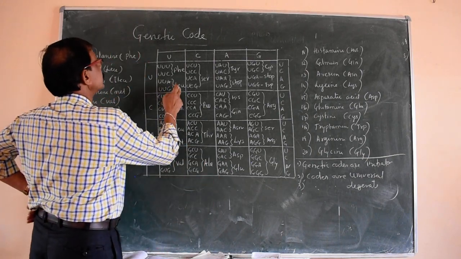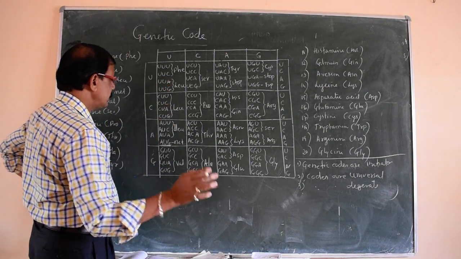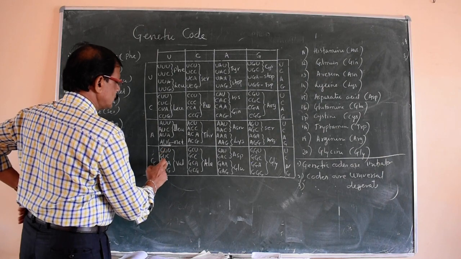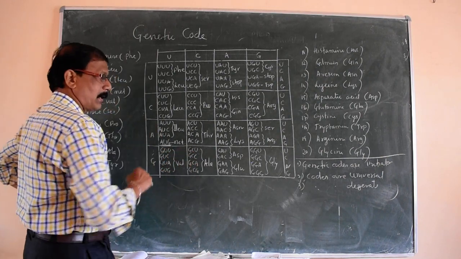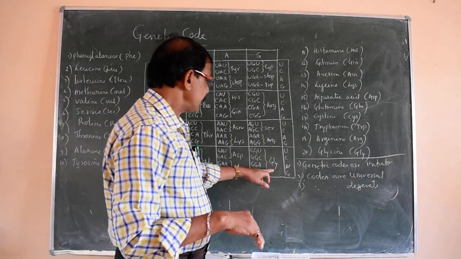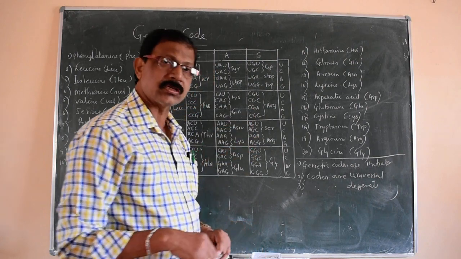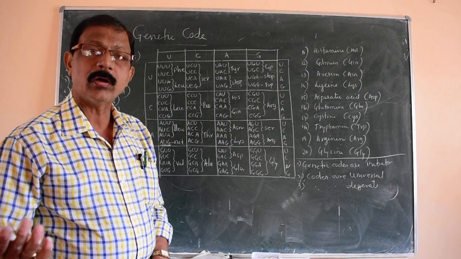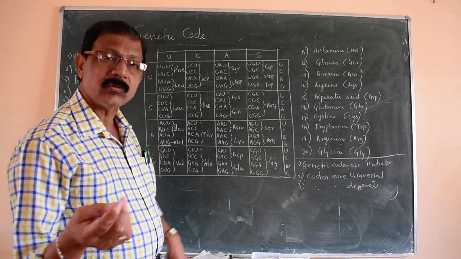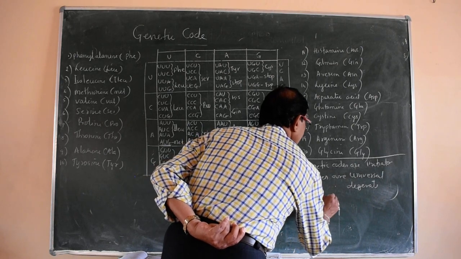Leucine has how many? 1, 2, 3, 4, 5, 6. Similarly, how many for valine? 1, 2, 3, 4. Alanine, how many are there? 1, 2, 3, 4. And that is called degenerate. See, glycine, 1, 2, 3, 4. Arginine also has 6. So like this, one amino acid has more than 2 codons, and that is what you call degenerate. Next, codons are commaless.